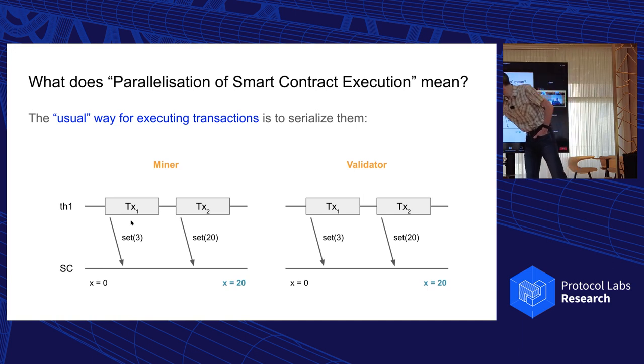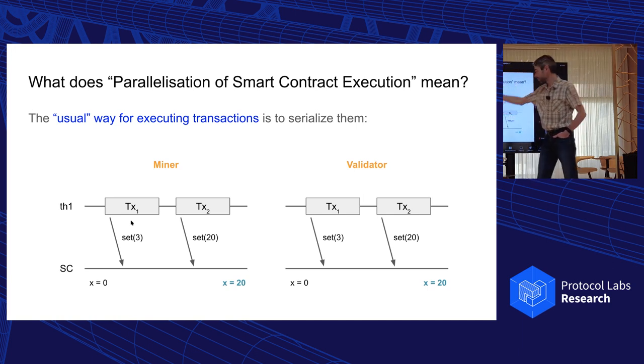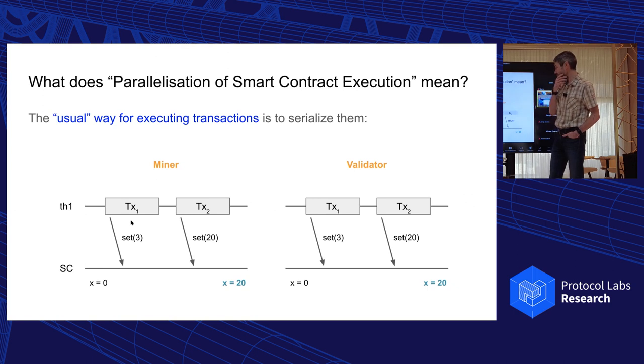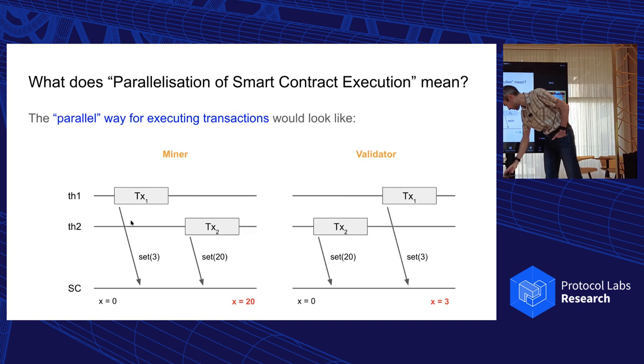If they perform actions on a smart contract, like set X to 3, set X to 20, the miners and the validators will do exactly the same operations in the same order, and we're fine. We will get a consistent state. We know the story. You recalled yesterday what total order broadcast, consensus, and blockchain were, and so on. So this is all in this line.